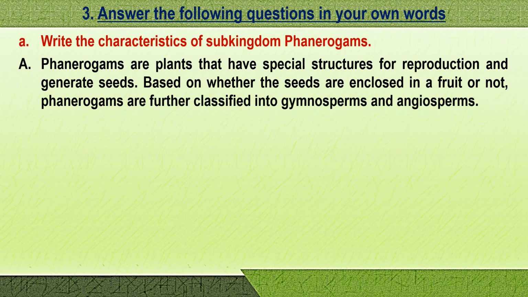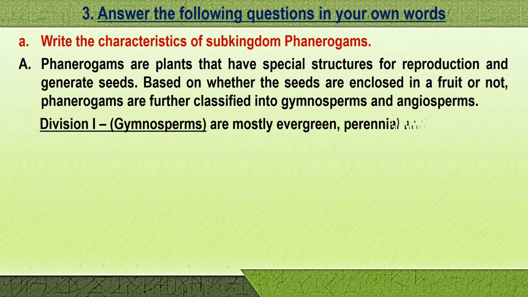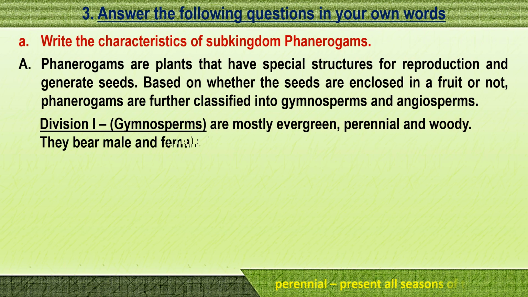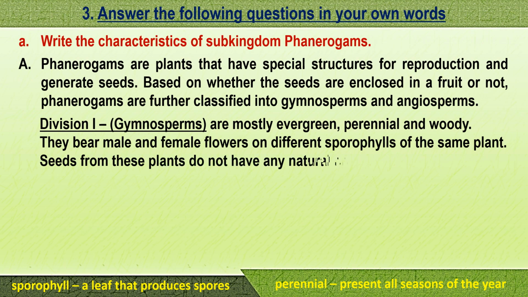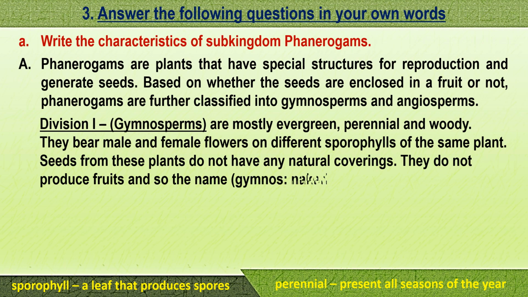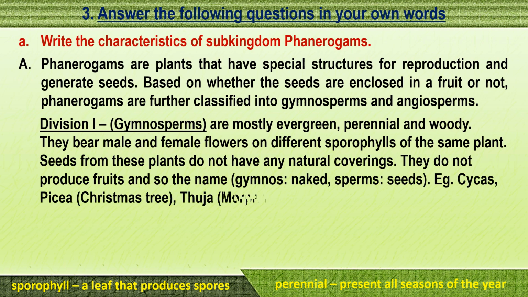So now we will see division 1, that is gymnosperms, which are mostly evergreen, perennial, meaning present all seasons of the year. They are woody. They bear male and female flowers on different sporophylls of the same plant. Seeds from these plants do not have natural coverings. They do not produce fruits, and so the name gymnosperms. Gymnos meaning naked, sperm meaning seeds.